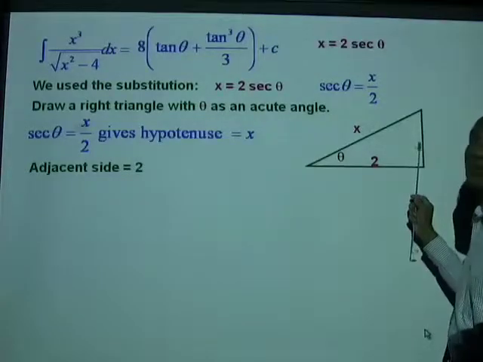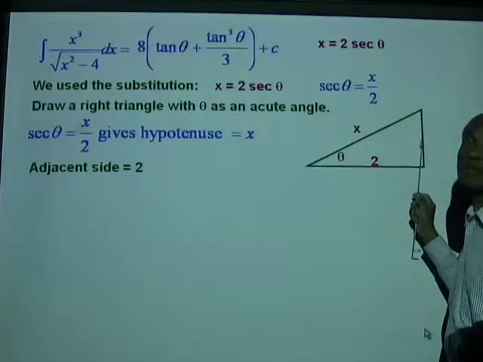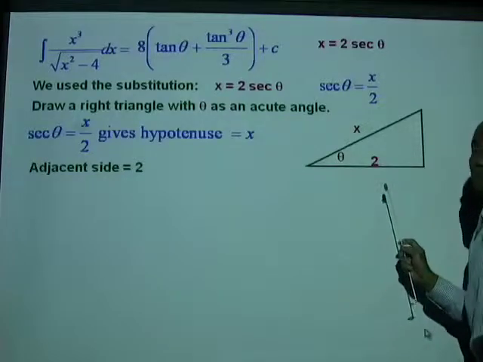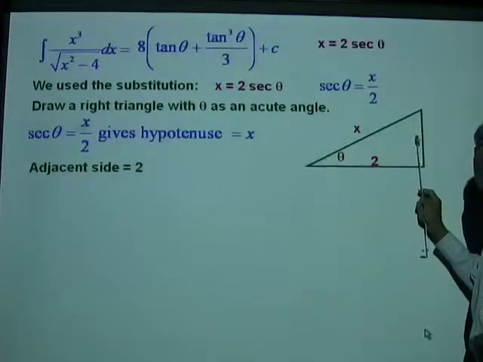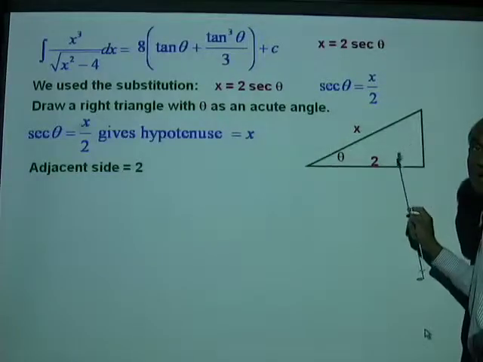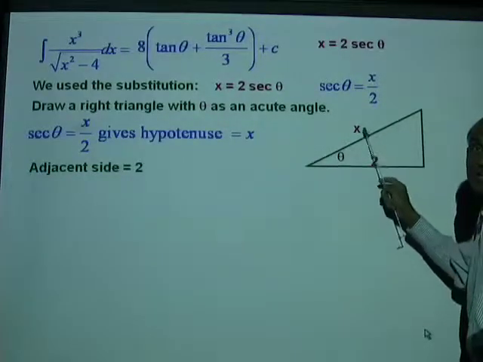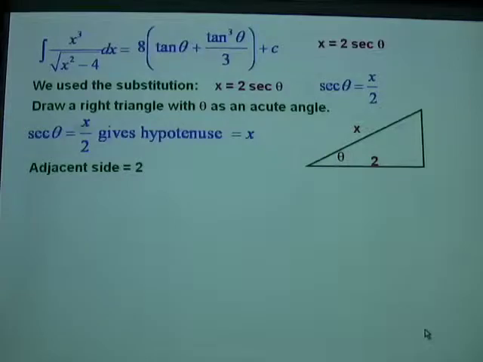In that case, what will be the opposite side? If the opposite side is y, just like earlier I told you, then y squared plus 2 squared equal to x squared. Let me write that down for you.